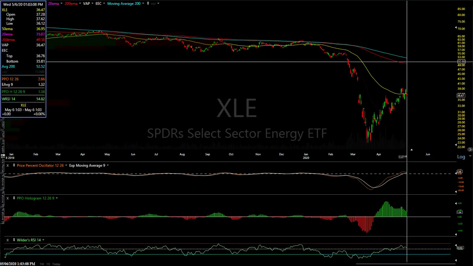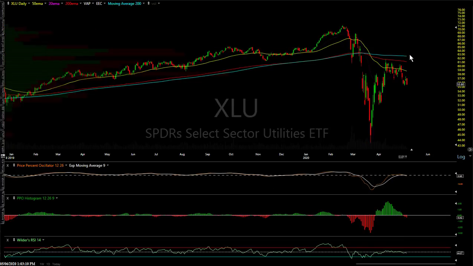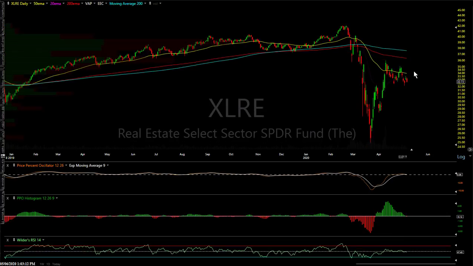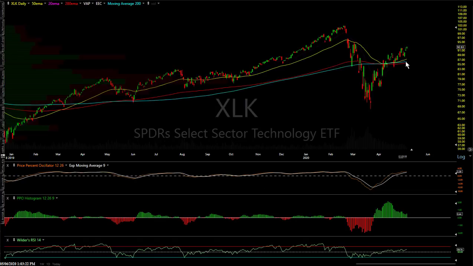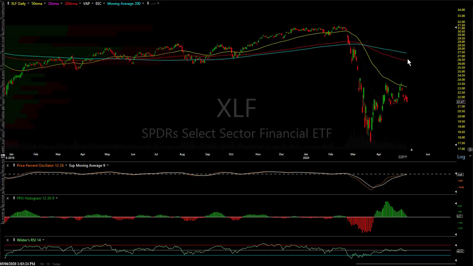XLE, far away from the 200s. XLU, well below the 200s. So you really only have a handful, and the REITs well below the 200s. It's all about tech, and then basic material too, if I didn't cover that, well below the 200 days, both of them. So it's really XLK and XLV, tech and healthcare.